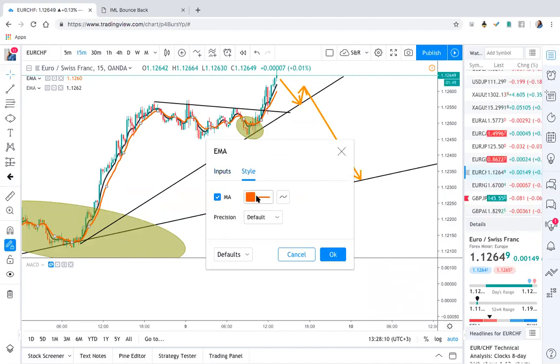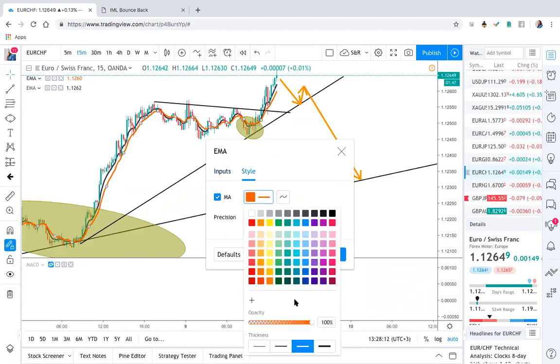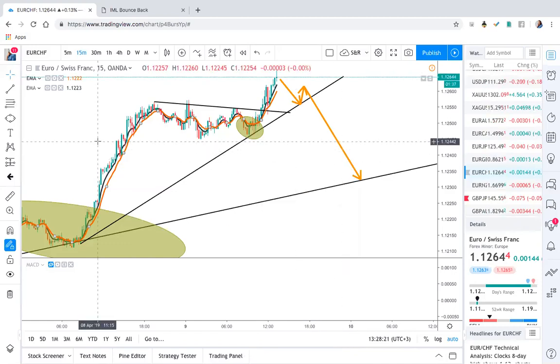And with your style, you could just come and change it to any color you want, and then you can actually thicken the line so you could see it on your graph as well. So that's for the 9 moving average.